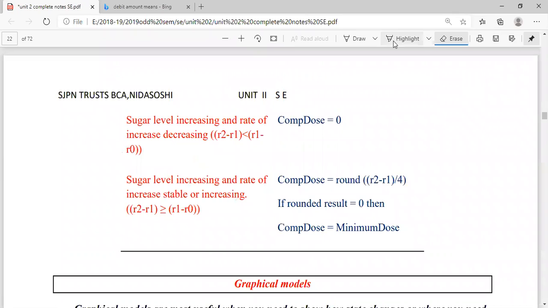Now, the third condition: if the sugar level is increasing, and the rate of increase is decreasing. It means you saw that the sugar level in R2 is increasing, but R1 decreased compared to R0. It means sometimes it is increasing and sometimes it is decreasing. At that time, you have to calculate the differences, and then there is no need to give the computed dose. Here the default dose is given to the patient. Sometimes the default dose is given to the patient.